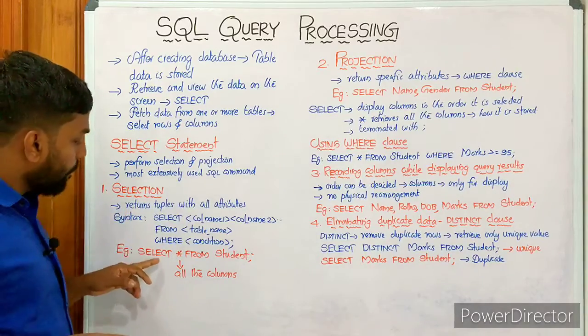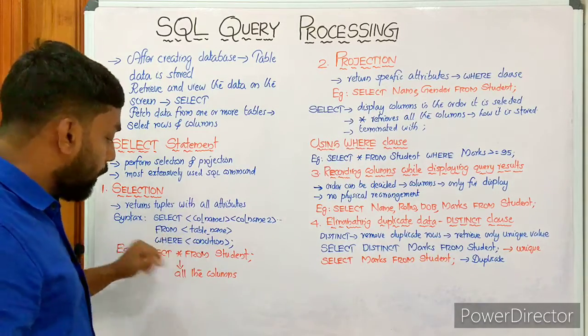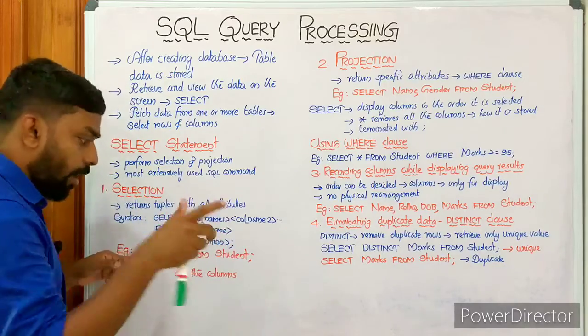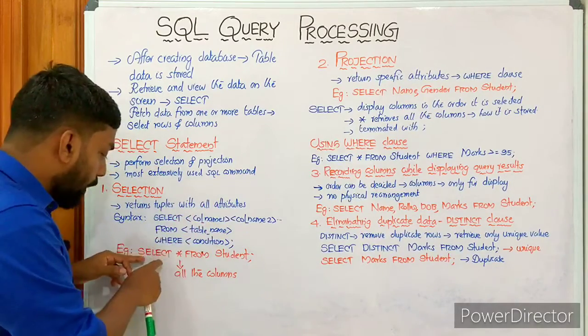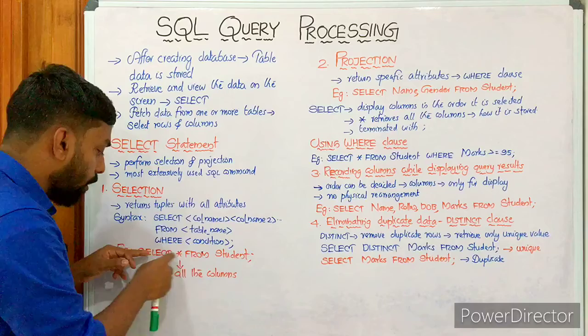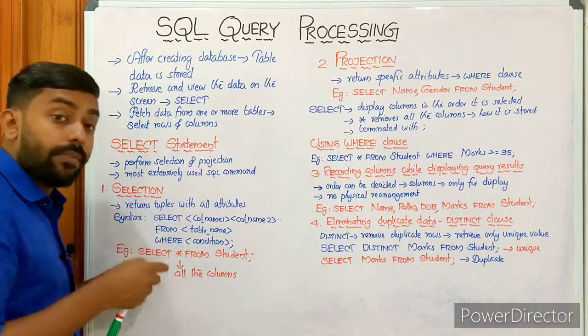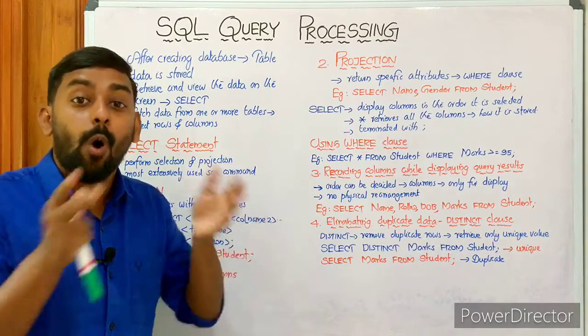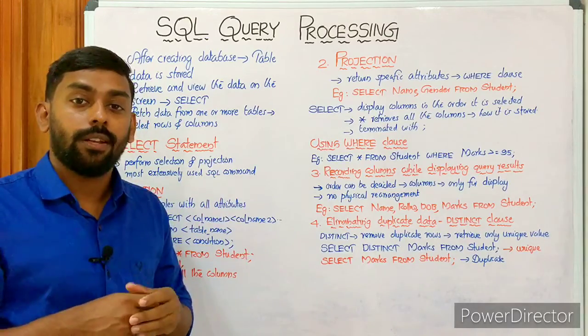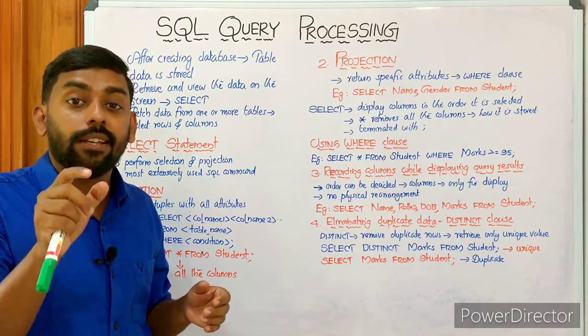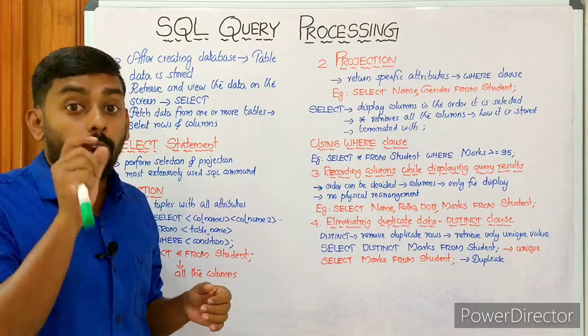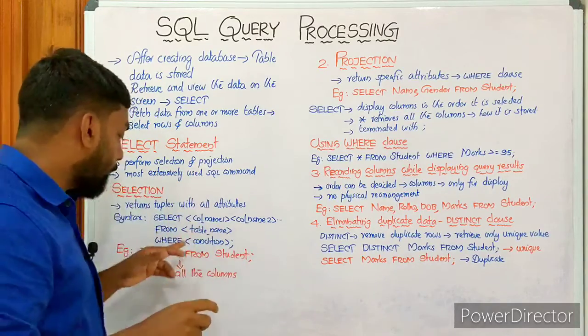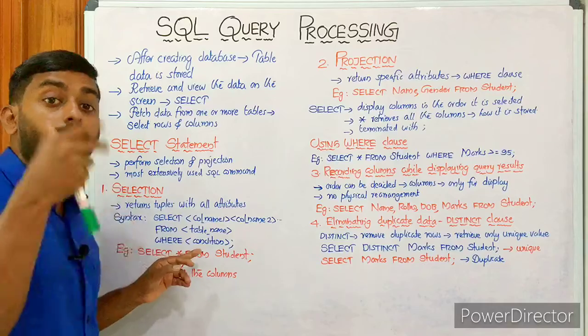We have an example here. Select star from student. Here, what is star? We know we don't have a where clause here. Select star from student. Select and from, then star. What is star? Star means all. All means what? It always indicates all columns. All columns, all attributes. Star means all the columns or all the attributes.